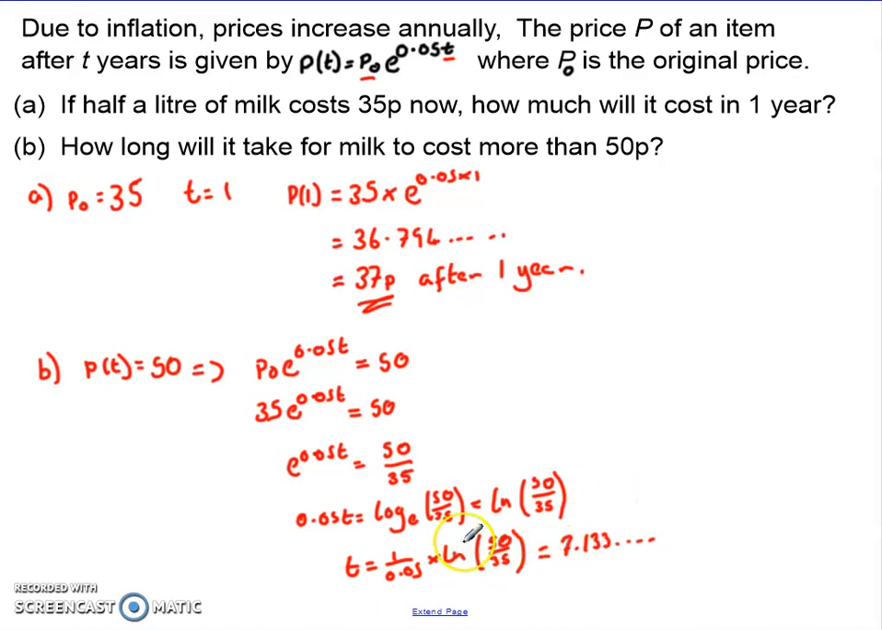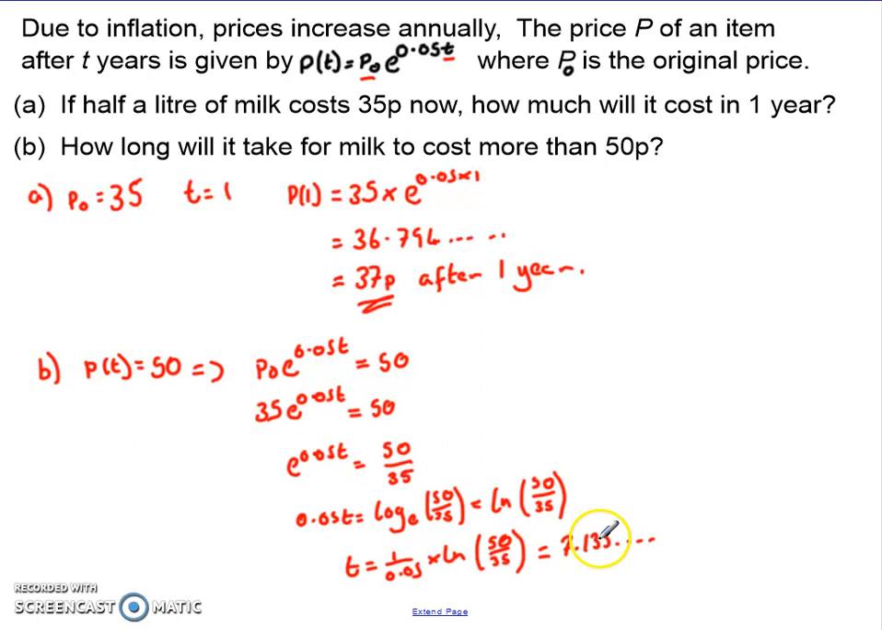Now, looking at this, that says time is equal to 7.1 years. Great. So 7 years it will be less than 50 pence, more than 50 pence. Well, no, that's not right. It's 7.1 years, and we're measuring it in full years. Now, I know logic dictates that when we have a 1, we round down. We keep the number as it is, we don't go up.